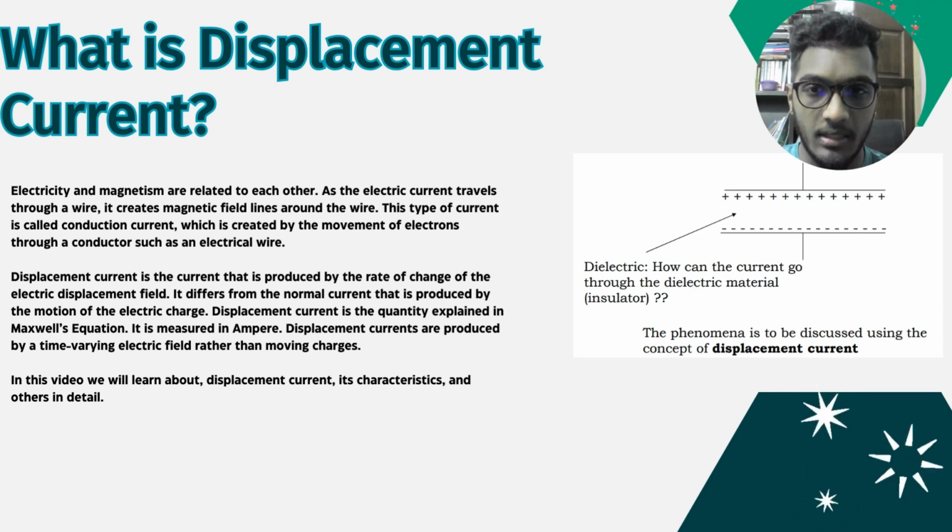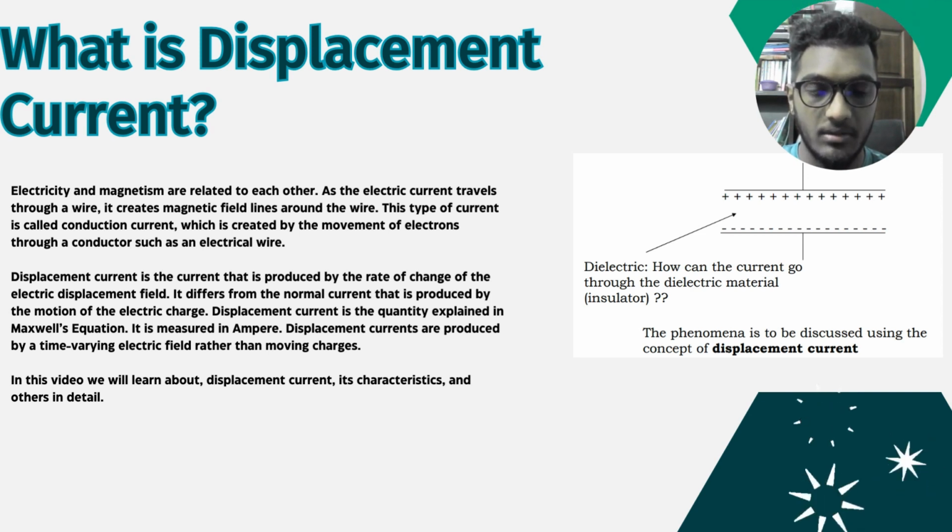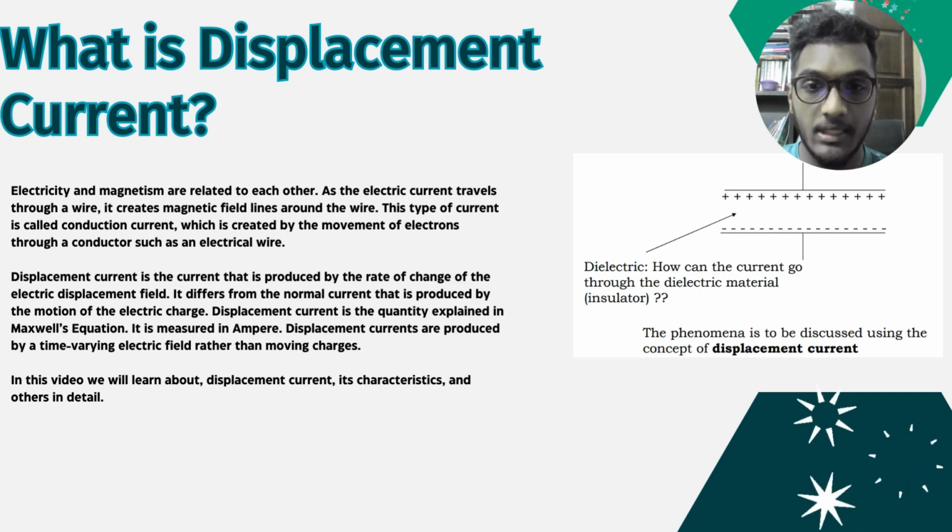This type of current is called conduction current, which is created by the movement of electrons through a conductor such as an electrical wire. Displacement current is the current that is produced by the rate of change of the electric displacement field. It differs from the normal current that is produced by the motion of the electric charge. Displacement current is the quantity explained in Maxwell's equation. It is measured in ampere, and displacement currents are produced by a time-varying electric field rather than moving charges.